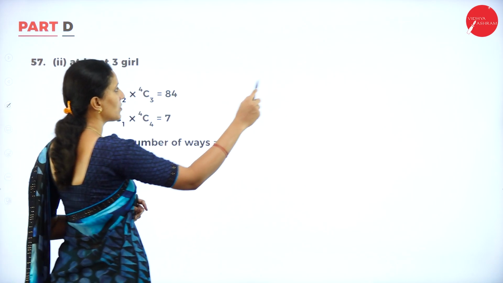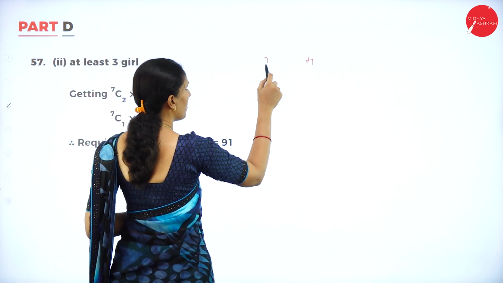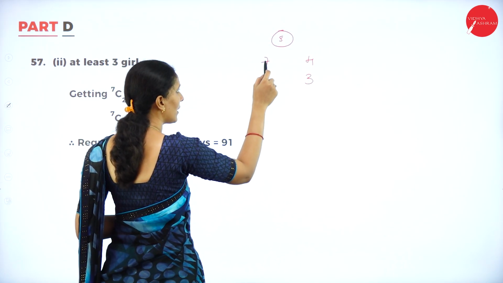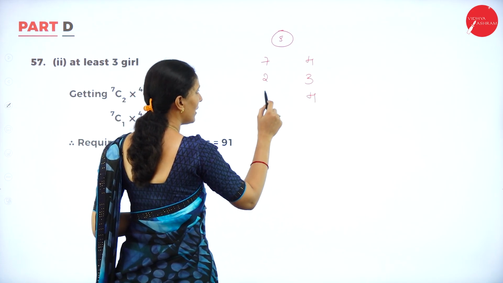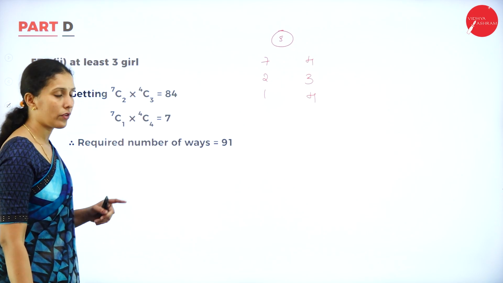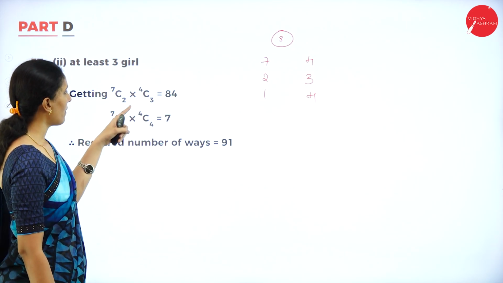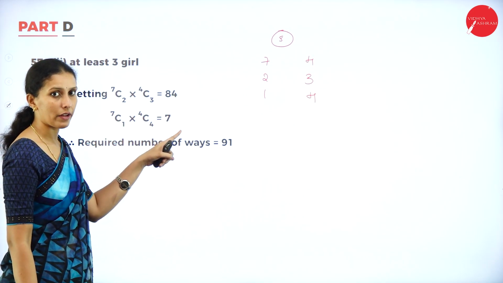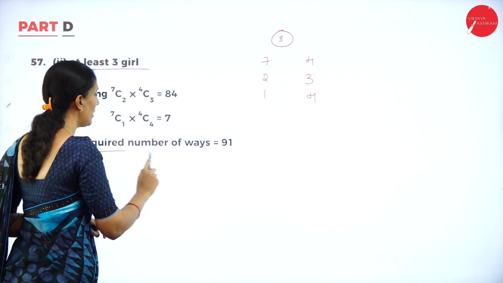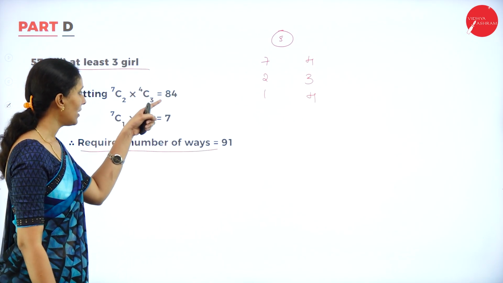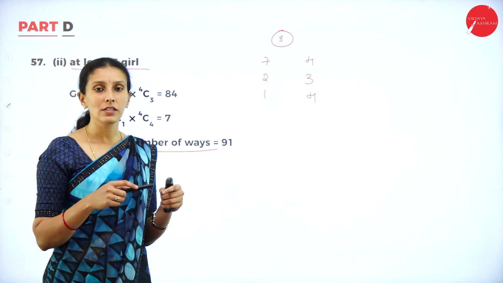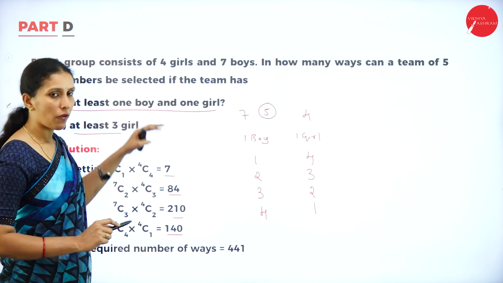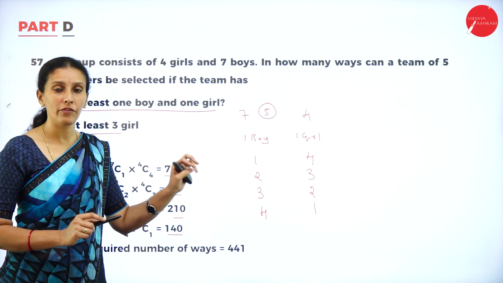Second question is at least 3 girls. At least 3 girls means, with 4 girls and 7 boys, 5 have to be selected. If 3 girls are selected, 2 must be selected from the boys. Or if 4 girls are selected, then 1 boy must be selected from 7 boys. So the terms are 7C2 into 4C3, which is 84, and next 7C1 into 4C4, which is 7. Adding 84 and 7, you get 91. So when you have at least 3 girls, the required number of ways is 91. This is how you have to solve combination questions whenever they are given. Basically, these types of questions are given from combinations itself for 5 marks.